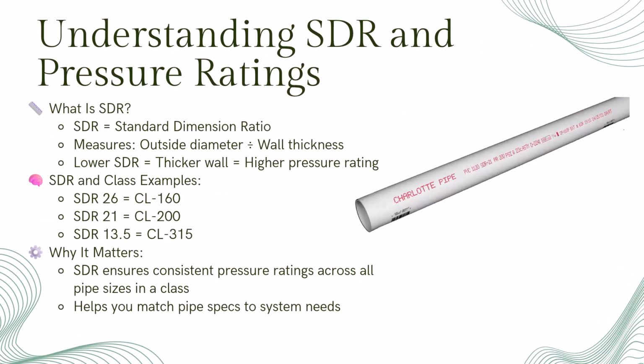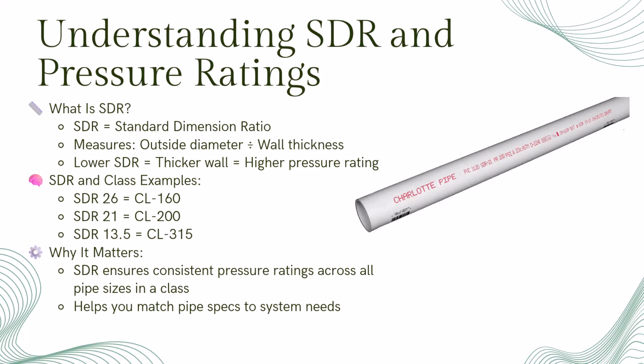Now let's talk about SDR, which stands for Standard Dimension Ratio. This is an important concept when it comes to understanding pipe strength. SDR is calculated by taking the outside diameter of the pipe and dividing it by the wall thickness. The result tells you how thick the pipe walls are relative to its size. The lower the SDR number, the thicker the wall, and the higher the pressure rating.